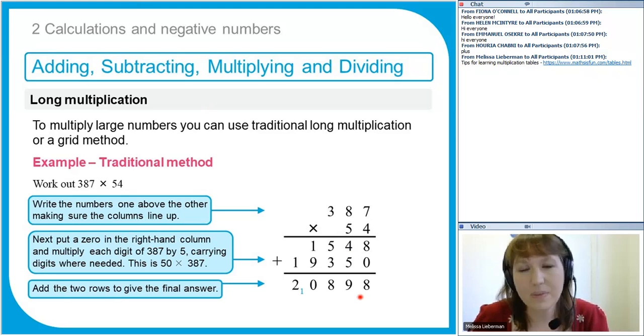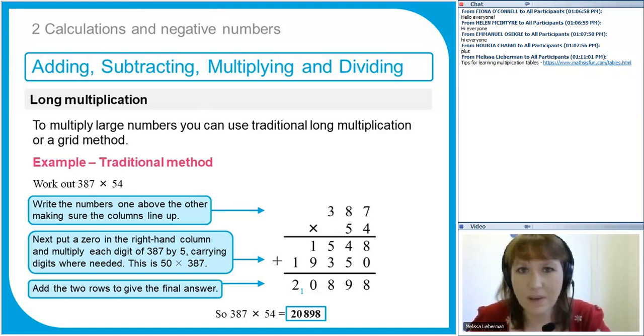It's quite a big number. To help you read the number, count 3 digits in. 1, 2, 3. You can put a comma here if you want. We do that in the UK. In some countries they don't use a comma, so it can get confusing, so you don't always need to do that. So this number is read as 20,898. So that's the answer. Okay.